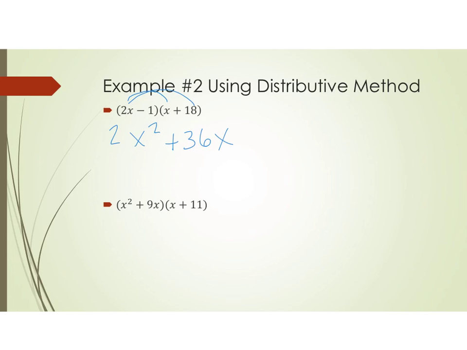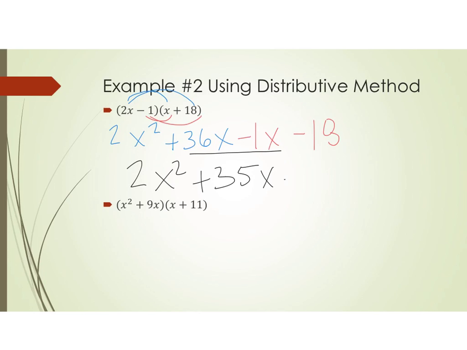Now I need to distribute the second term to the polynomial as well. Negative 1 times x and negative 1 times 18. Negative 1 times x, negative 1x, negative 1 times 18, negative 18. After I've done all the multiplying, I can simplify these terms by combining like terms in descending order. I already have the highest power listed first, with no other like terms. I can combine 36x and negative 1x to be 35x. And last, negative 18.